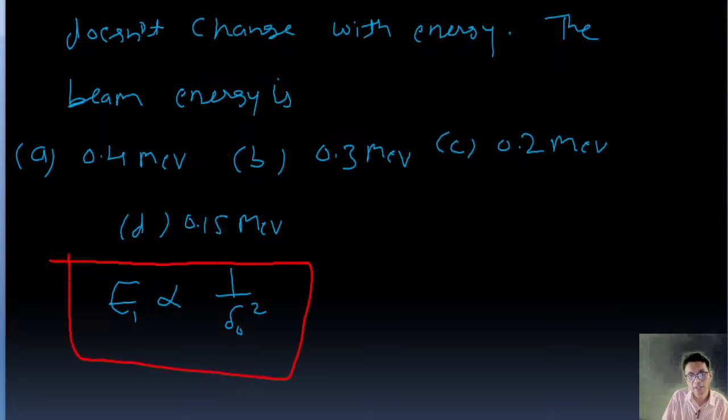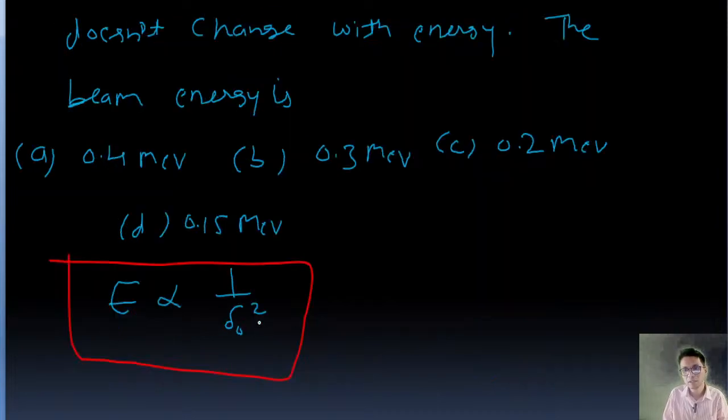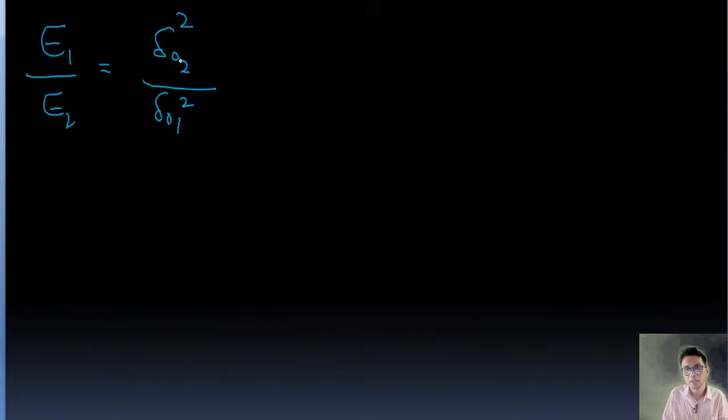Energy E is inversely proportional to 1 upon delta naught square. This is the phase shift, this is the energy. This is the relation between the phase shift and the energy of a beam of particles. So from here we can easily write E1 upon E2 is going to be delta naught 2 square upon delta naught 1 square, right? Because this is the relation.